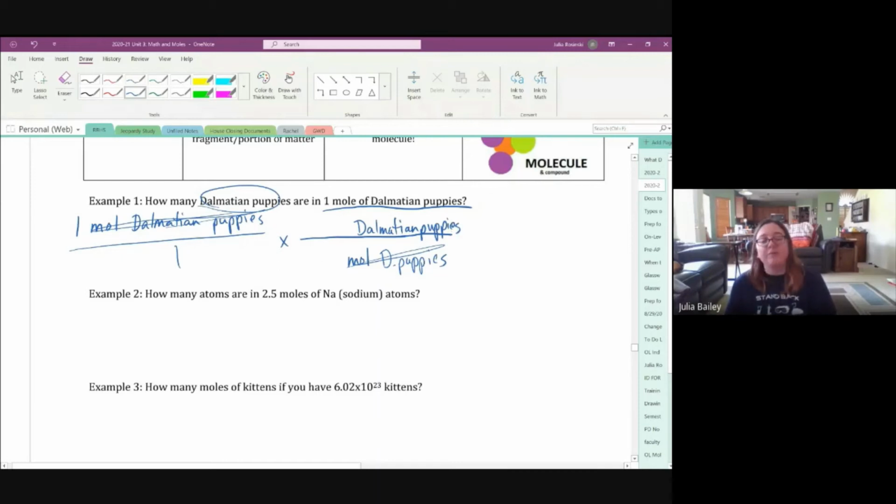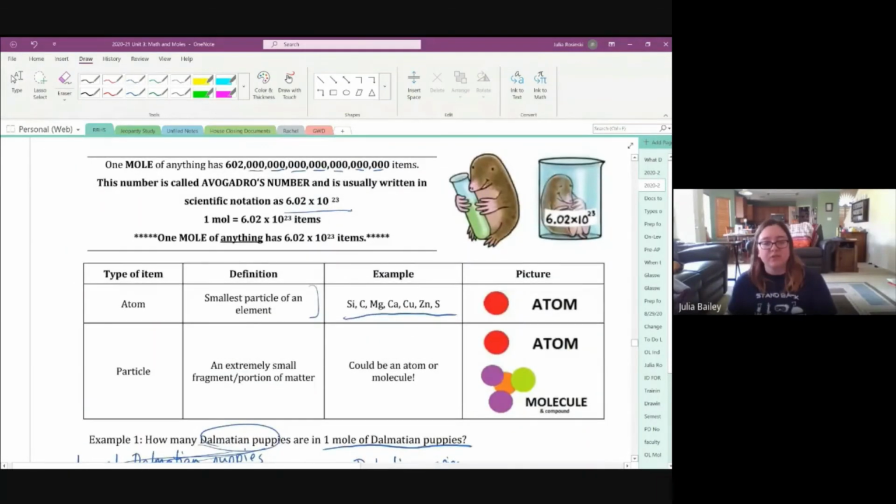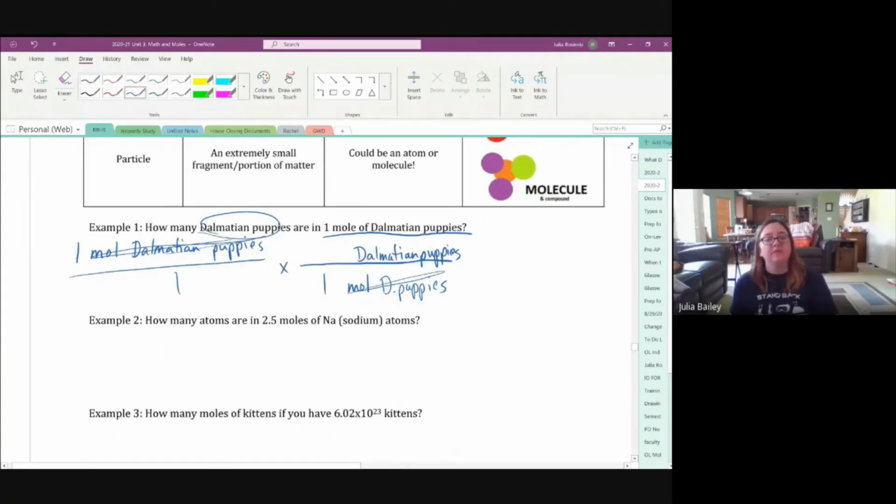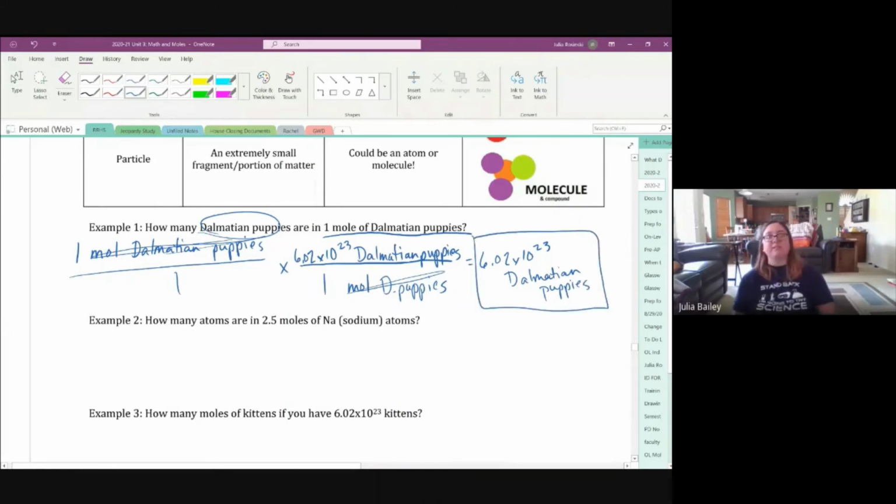And I know from the definition on this same page that 1 mole of something is 6.02 times 10 to the 23rd of that thing. So if I have 1 mole, that's going to be 6.02 times 10 to the 23rd Dalmatian puppies. And if I'm really paying attention, I'll see that I'm just multiplying and dividing by 1 all over the place here, so it doesn't actually change my answer. And I have 6.02 times 10 to the 23rd Dalmatian puppies. Cruella de Vil would love that.